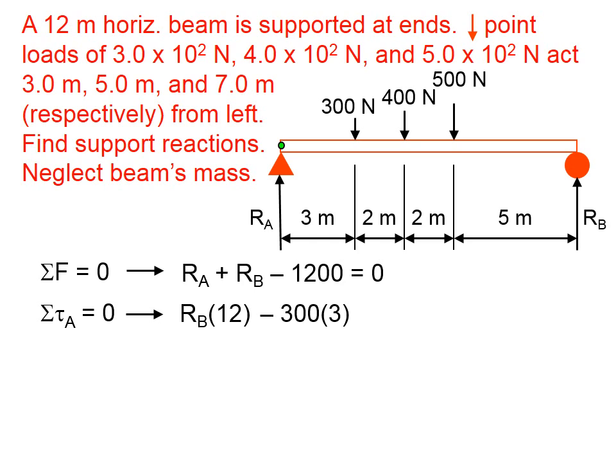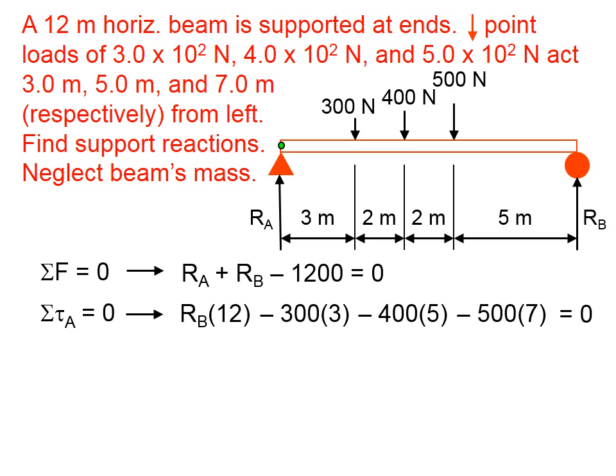And of course the 300 Newton force would cause the beam to rotate clockwise, and clockwise typically is negative, whereas the reaction at B would cause this beam to rotate counterclockwise if it had its way. Typically that's positive. So now we have force times lever arm for the 400 Newton force and force times lever arm for the 500 Newton force. Again, forces that would cause the beam to rotate clockwise are typically negative, and forces that would cause the beam to rotate counterclockwise are positive.